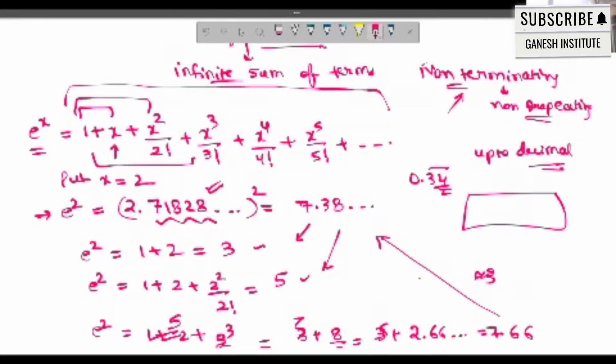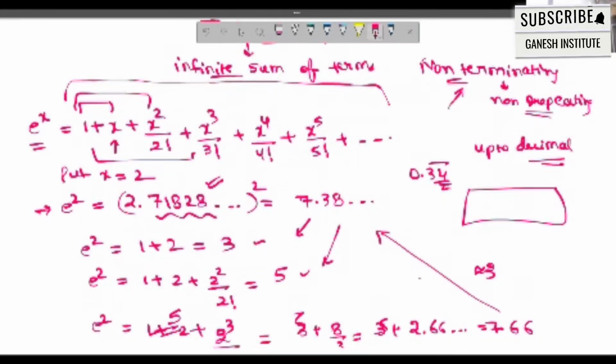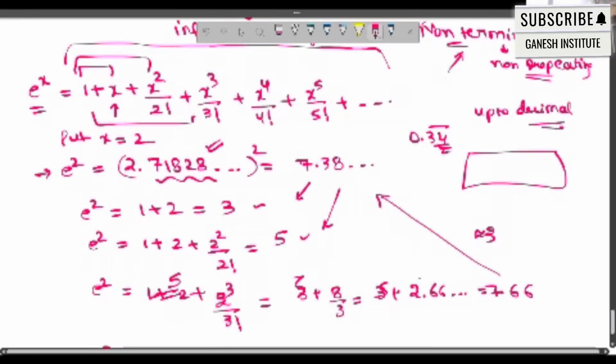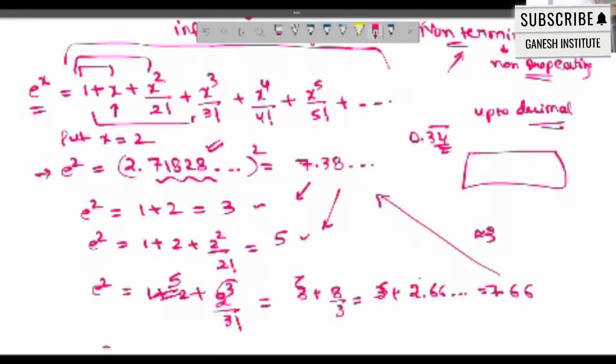Got it. Ma'am, over there when we did 8 by 3, we were supposed to do 8 by 3 into 2 also, right? No, I did 2 cube. This is only x cube by 3 factorial, that is 8 divided by 3 into 2, right? Correct. So this would bring the approximation closer to 7.3, a closer value.